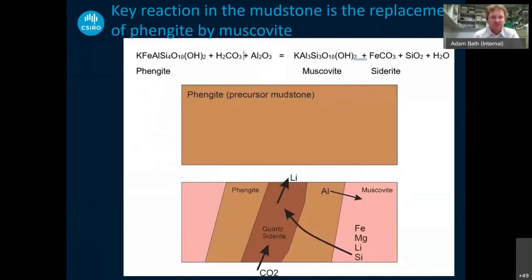And so this is a bit of a summary, if you like, of one of the reactions, particularly focused on the white mica. We have a phengite precursor mudstone, and we put in CO2-rich fluids, and essentially that strips out the iron and the magnesium. Maybe that iron and magnesium goes into the carbonate. We're also losing silicon, but there's aluminum. You have to have an aluminum increase, if you like, whether it's a volume change.